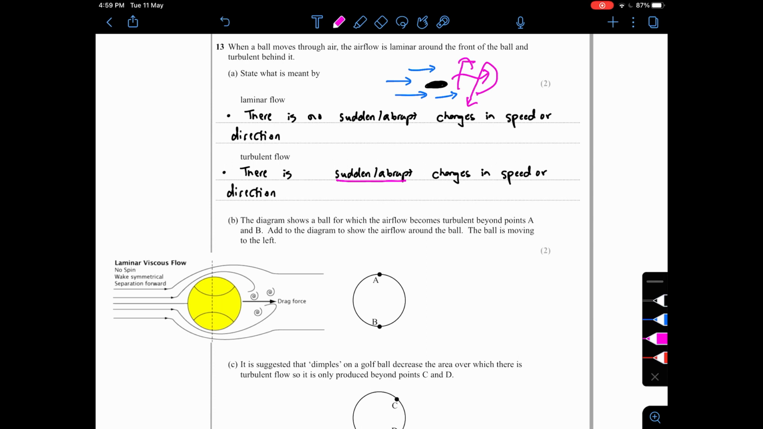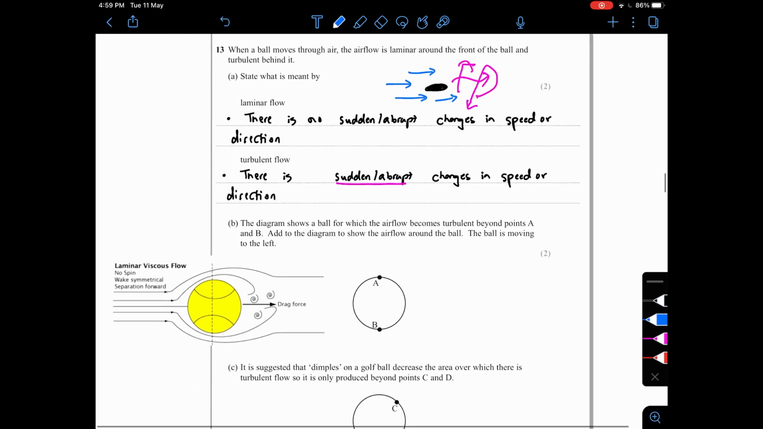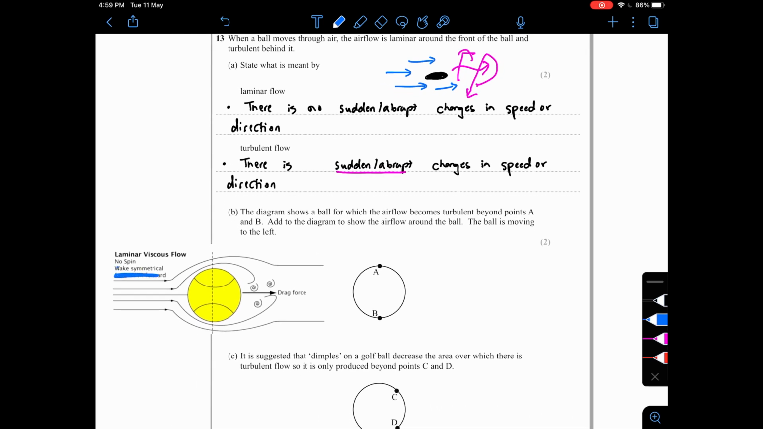Part B: the diagram shows a ball for which airflow becomes turbulent beyond points A and B. Add to the diagram to show the airflow around the ball. The ball is moving to the left. I got this diagram over here because I thought it is more visual than the ball given to us. So these things are irrelevant to us. In the exam, they want at least 3 lines that are pretty straight, and after this point it goes crazy. That's our 1, that's 2, that's 3. So what the mark scheme wants is at least 3 lines that correspond to the type of flow that you can see.